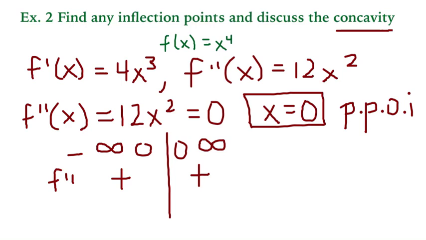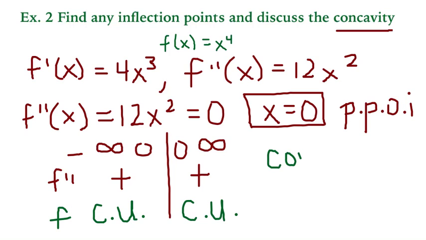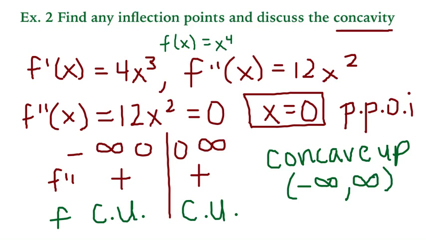Well, for my original function, I know that it is concave up from negative infinity all the way to positive infinity, because for both answers I got a positive second derivative. So this function is concave up from negative infinity to positive infinity, and there's no points of inflection. So 0 is not a point of inflection. So there are no points of inflection if it's not changing concavity at all. It is strictly concave up. So no points of inflection here.